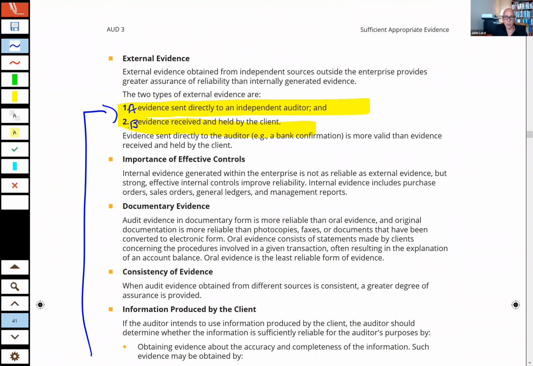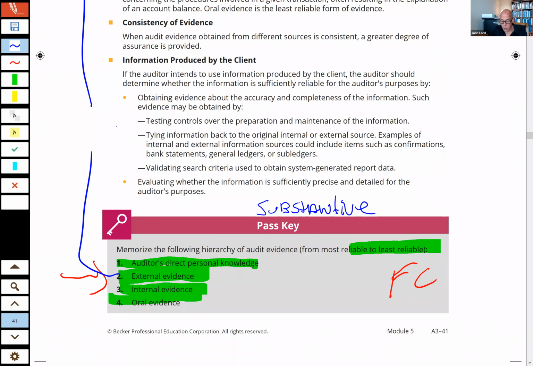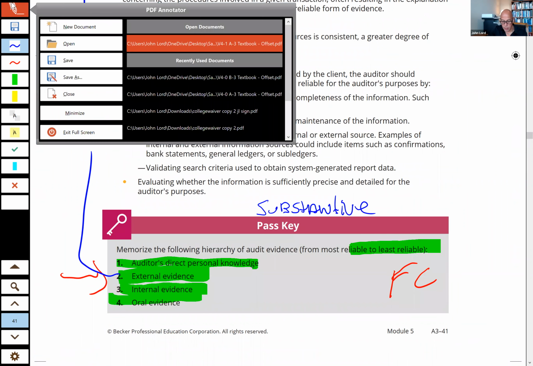The external evidence that is sent directly to the auditor is more reliable than a document that was prepared externally but the client held it first. So if we get a bank confirmation directly from the bank, that's more reliable than a bank statement, prepared by the bank, that the client held first, maybe wrote all over and then handed back to us. That is going to be less reliable than direct external evidence. Go ahead and just make that flashcard, or you can copy it right there. There may be a flashcard in the Becker material that does that already for you.